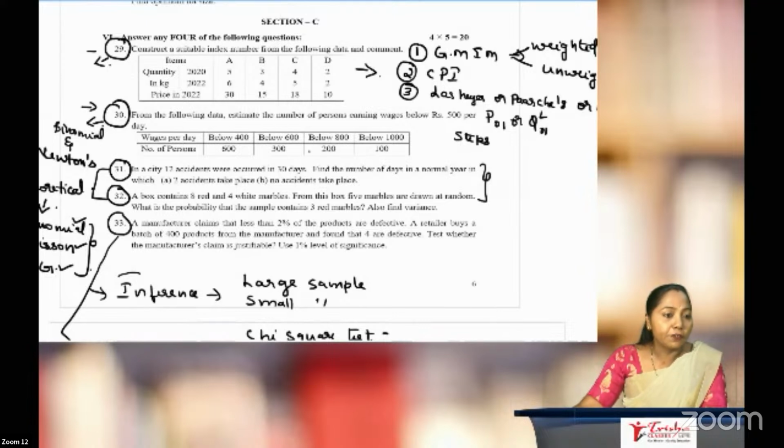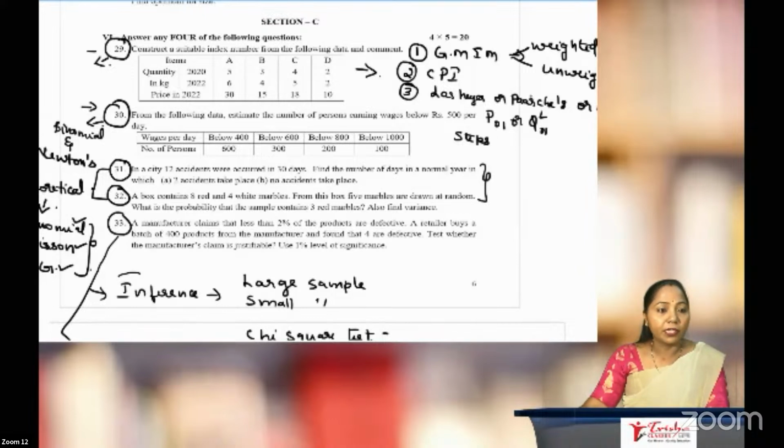Now, those who find inference and theoretical distribution difficult, my suggestion would be to study question number 29 and 30. Question 29 is from index numbers, all the possible questions I have written there: geometric mean index number, both weighted and unweighted. It could be consumer price index number. It could be the price index number or quantity index number for Laspeyres, Paasche's or Kelly's, or it could be steps in construction of consumer price index number, or it could be general price index number. That is for question number 29.